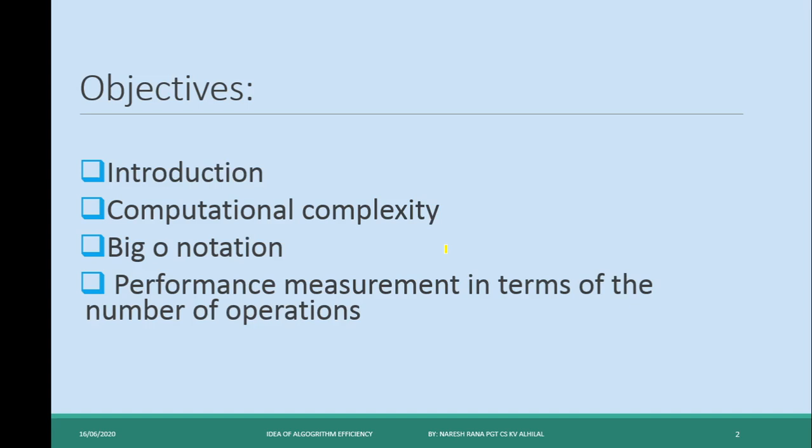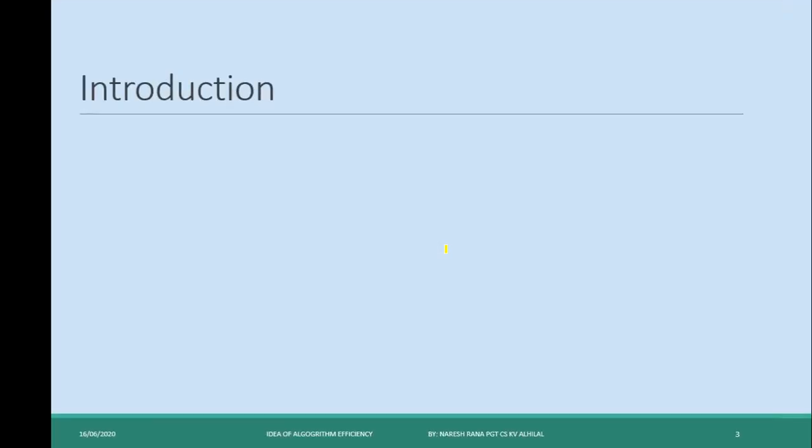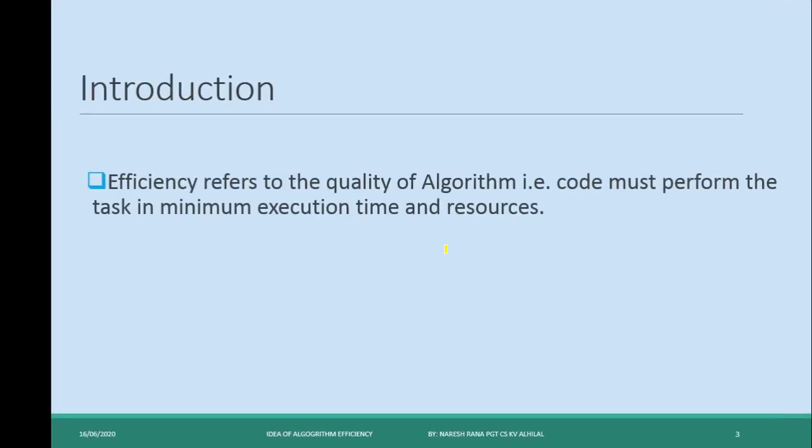At the end of this lecture, I hope you are able to explain the idea of efficiency in a program. So let us try to understand efficiency. Efficiency refers to the quality of an algorithm, that is, the code must perform the task in minimum execution time.